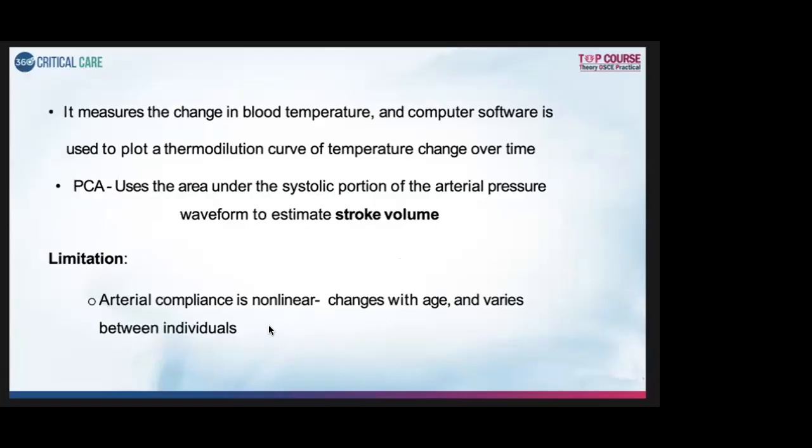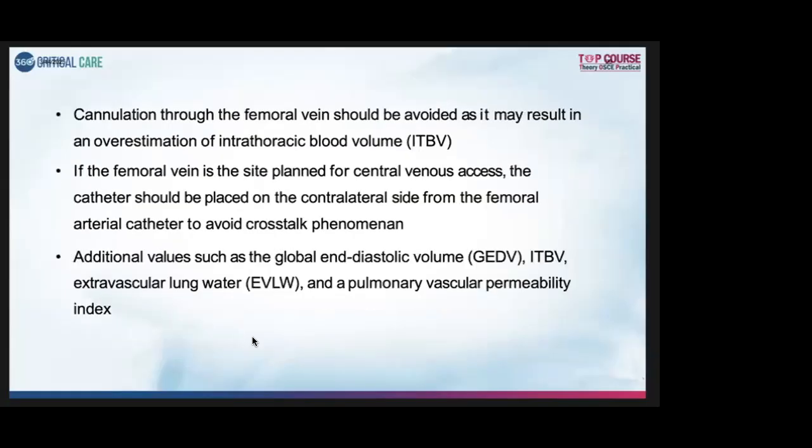The main limitations are that arterial compliance may be a major limiting factor because it could be non-linear, it changes with age, and it varies between individuals. And usually cannulation through the femoral vein should be avoided because it can cause overestimation of the intrathoracic blood volume. If you decide the femoral vein is the site for central venous catheterization, then do it in two different limbs. If you're putting the central venous catheter on the right side, put the arterial catheter on the left side so that the crosstalk phenomenon will be avoided.